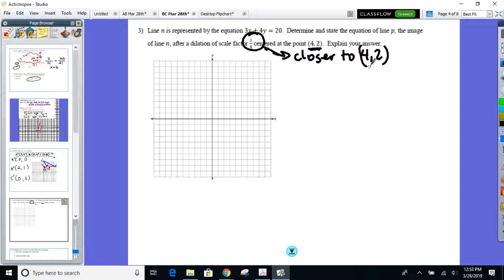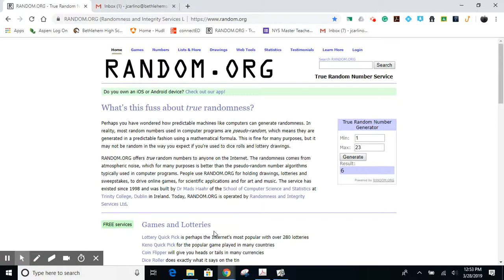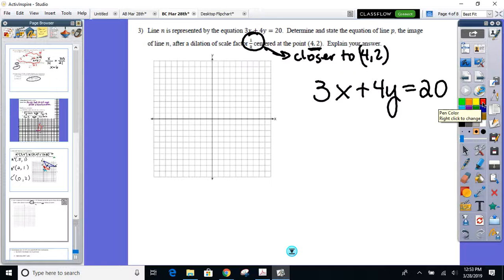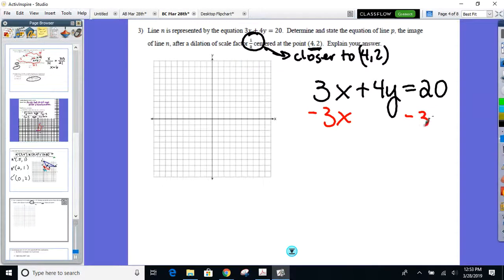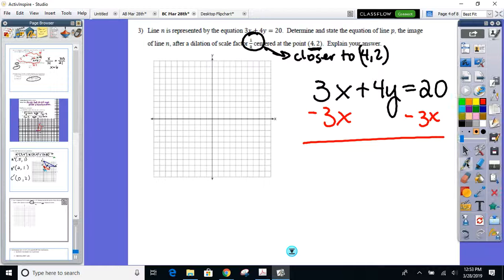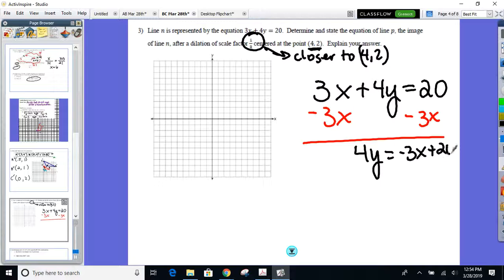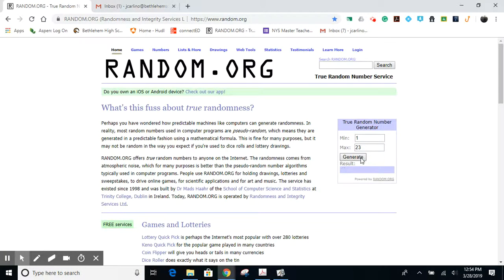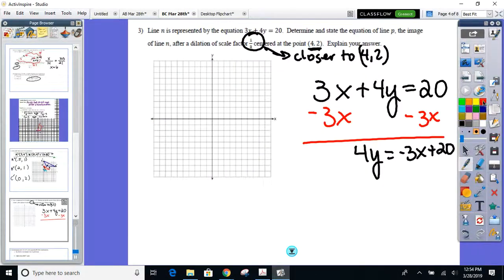All right, let's graph this sucker so I can see what I'm dealing with. Yikes, I can't do much with that. Can somebody help me get it into y equals form? What's my first step getting to y equals form? So we end up with 4y equals negative 3x plus 20. My next step, getting that into y equals form. Divide everything by 4. Okay.